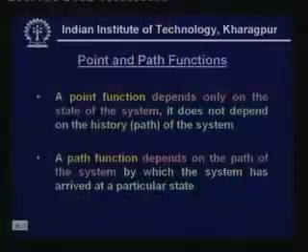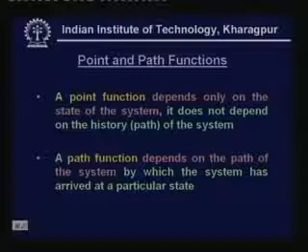Now, let us look at path function. A path function depends on the path of the system by which the system has arrived at a particular state. That means, in order to evaluate the path function, it is not enough to know the initial and final states, you also need to know the exact path taken by the process. So, you need to know the initial and final states as well as the path.